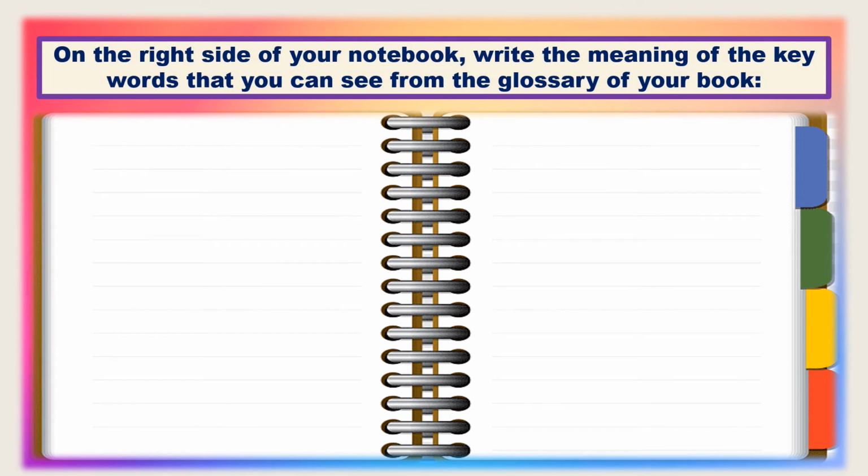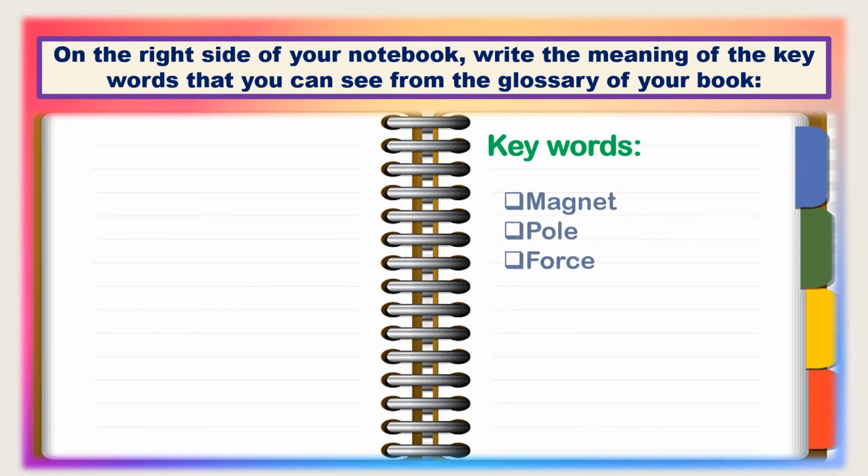Now, for your workbook activity, on the right side of your notebook, write the meaning of the keywords that you can see from the glossary of your book. The keywords are magnet, pole, and force. So you're going to look up the meaning of the following keywords from the glossary of your book.